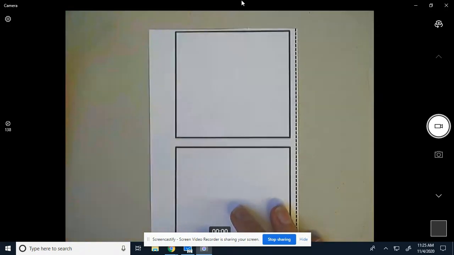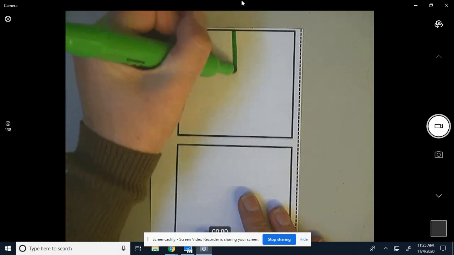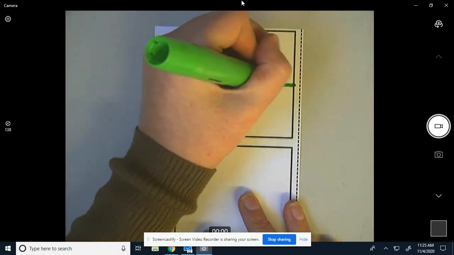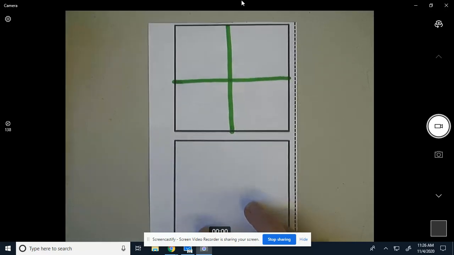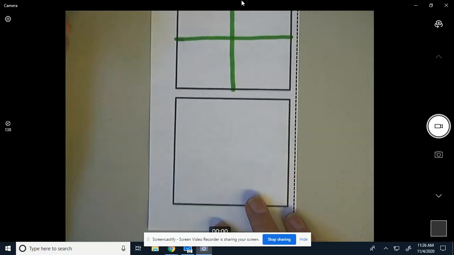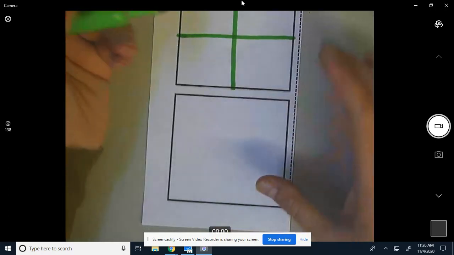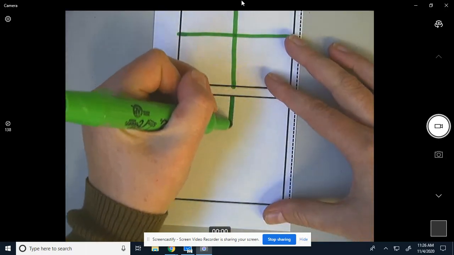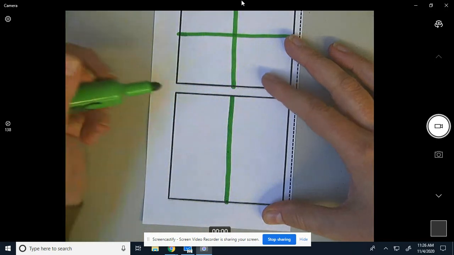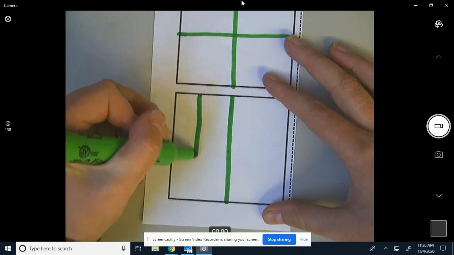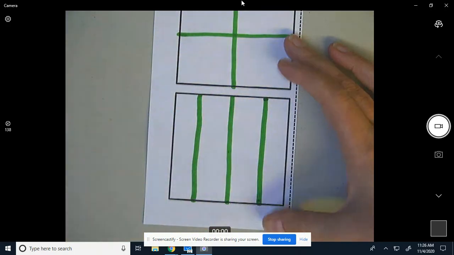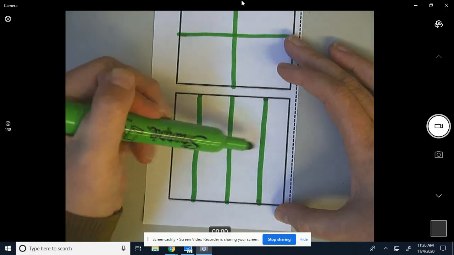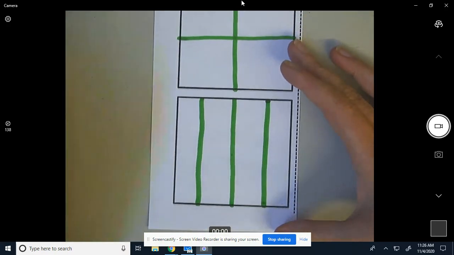Let's try fourths on this. So we're going to try to cut it down the middle and then cut it the other way down the middle. How many pieces do we have? 1, 2, 3, 4. 4 pieces. I'm going to show you one more way to cut it into 4 pieces. You ready to see it? Here's another way. We can cut it down the middle, and then we can cut it again and one more time. How many pieces do we have? 1, 2, 3, 4, and they're all the same size.